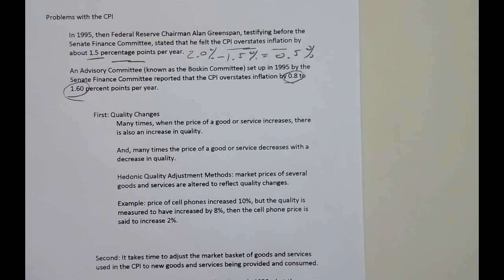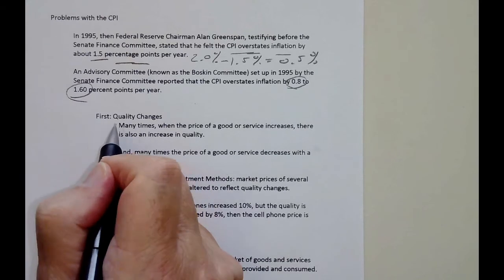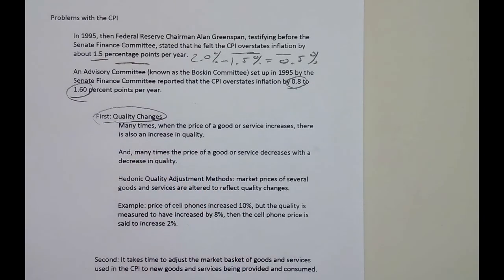So what are the problems with the CPI? Well, first, quality changes. We talked about this with GDP. Many times when the price of a good or service increases, there's also an increase in quality.